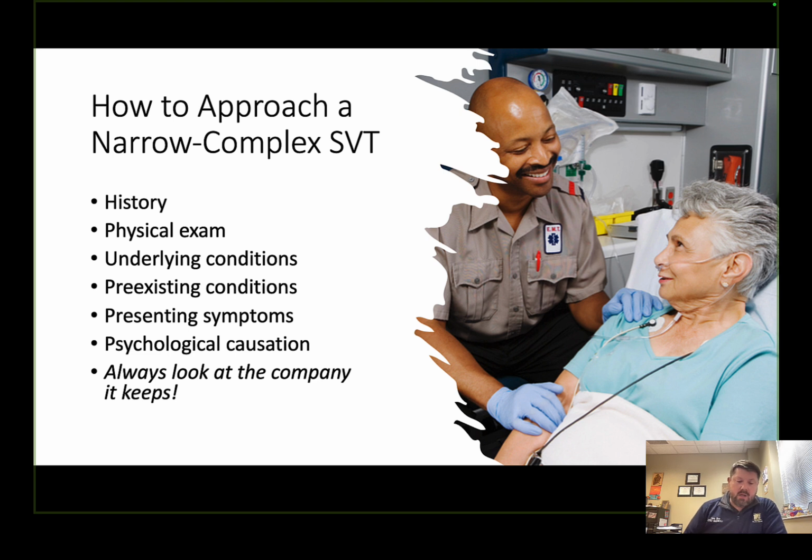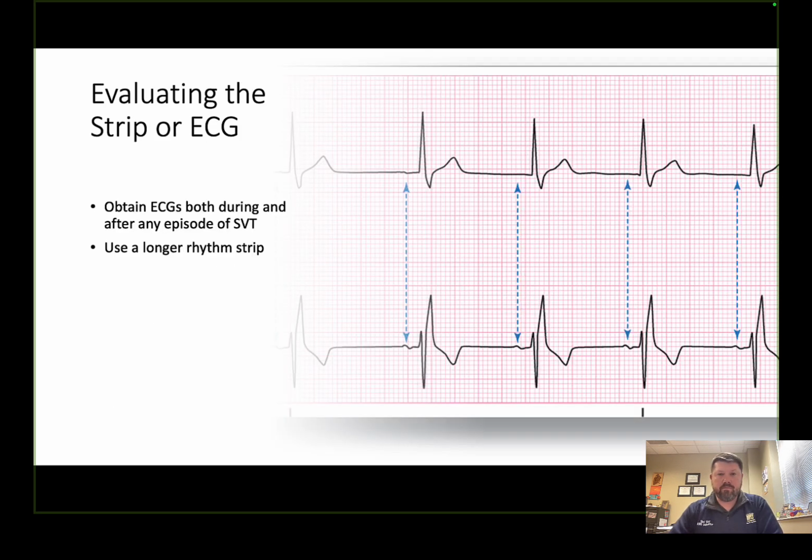How to approach a narrow complex SVT? Well, you're going to need to get a good history and see what their underlying history is, and a good physical exam. Of course, we want to see: are they hemodynamically stable or unstable? Underlying conditions, pre-existing conditions, presenting symptoms, maybe even a psychological cause such as anxiety. But always look at the company that it keeps. Another way to say that is to treat your patient first, then your monitor.